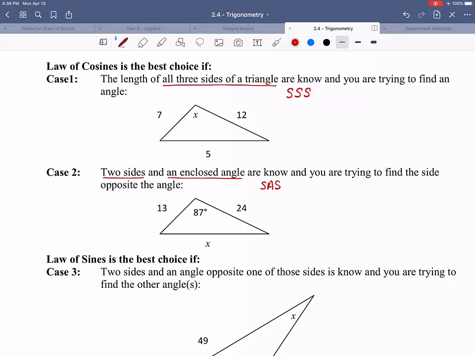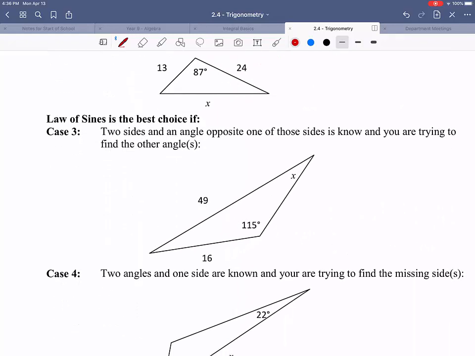Now, the law of sines is best used if you know 2 sides and the angle opposite one of those sides is known. That should be known. So we would call this one, if you went around the triangle, starting at one of the sides, side, side, angle. Do you see that the angle is not between the 2 sides? That's the difference. So this is what we call side, side, angle. This is when you use the law of sines.